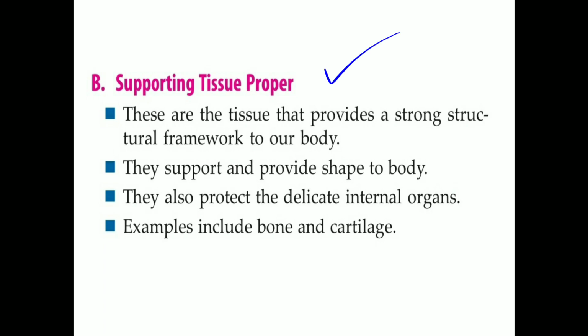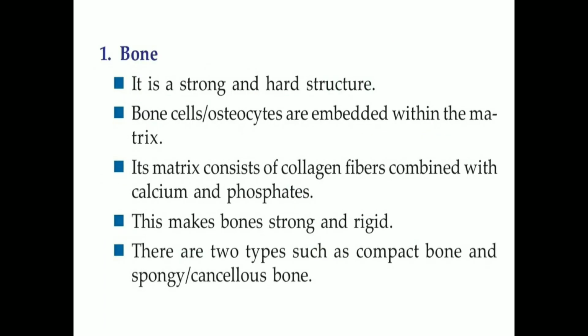And now supporting connective tissue, the second type of connective tissue. We already discussed the connective tissue proper, in which there are two types, loose connective tissue and dense connective tissue. Now supporting connective tissue: these are the tissues that provide a strong structural framework to the body. They support and provide shape to the body, and they protect the delicate internal organs. Examples are bone and cartilage, which are strong supporting tissues.